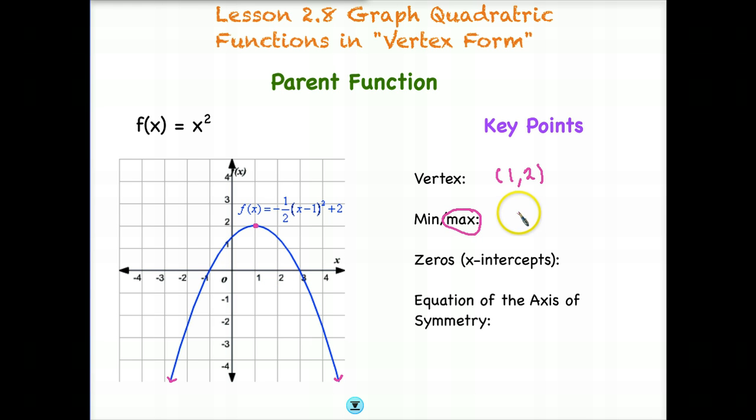So we have a max at the same place as our vertex. And if you aren't already seeing it, there is a pattern. Whatever our vertex is will also be our minimum or our maximum. And that was the same in the previous one.